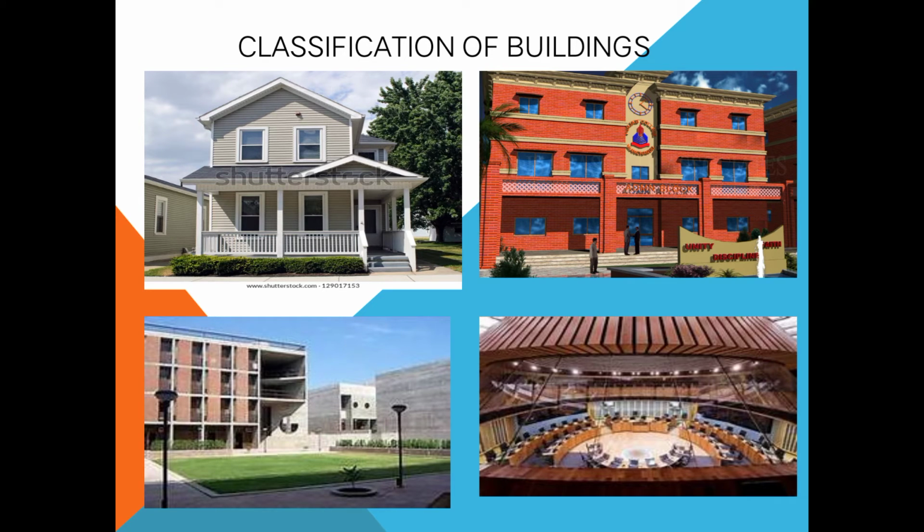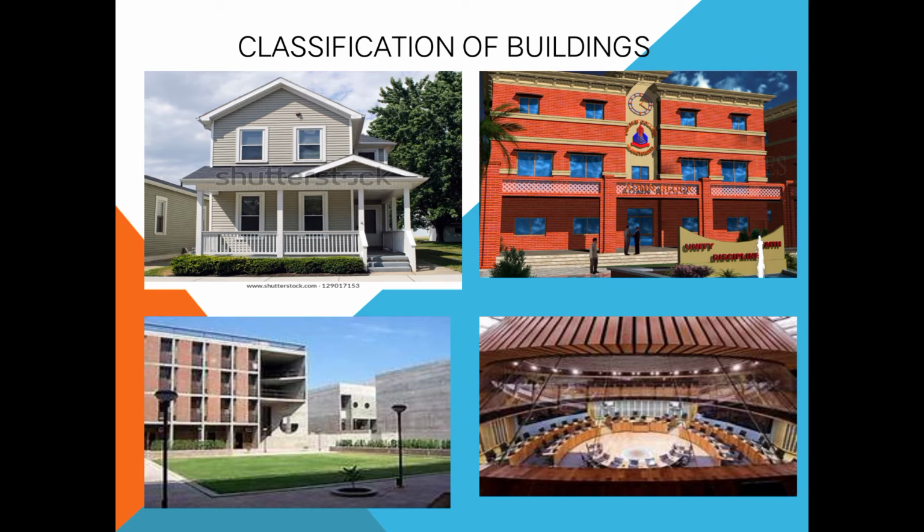Classification of buildings. According to the National Building Code of India, based upon the occupancy of buildings, they are classified into nine groups. The first group, that is Group A, is the residential building. In the first picture, it shows the residential building. Here, people reside and they stay there.